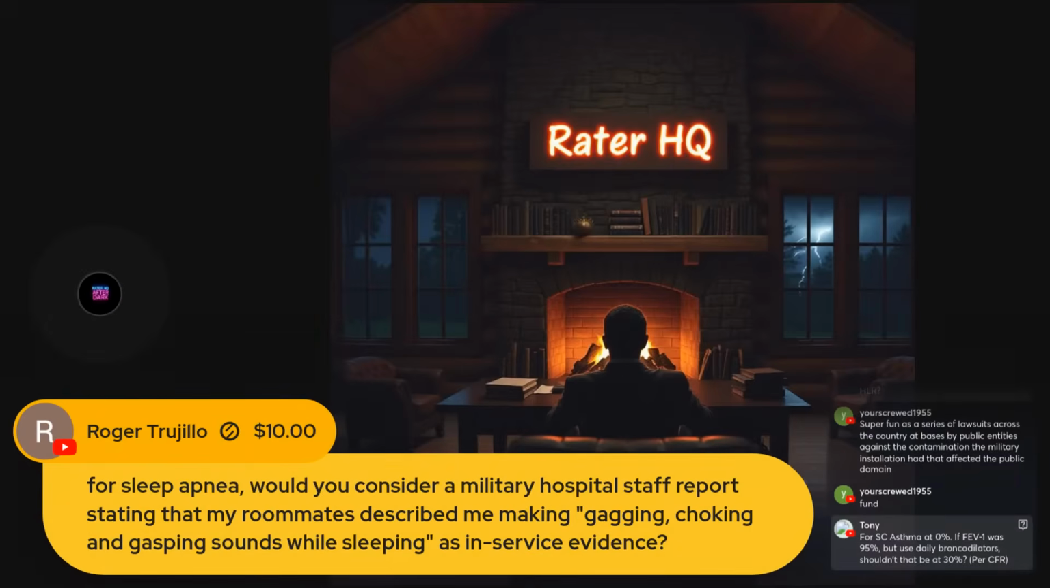For sleep apnea, would you consider the military hospital staff report stating that my roommates described me making gagging sounds? Yes, I would actually do that. But, Roger, what I would do is have a doctor attest to that. Yes, that could be signs and symptoms of sleep apnea.